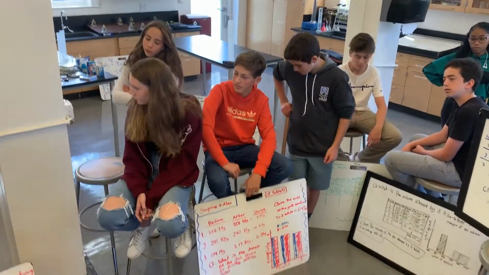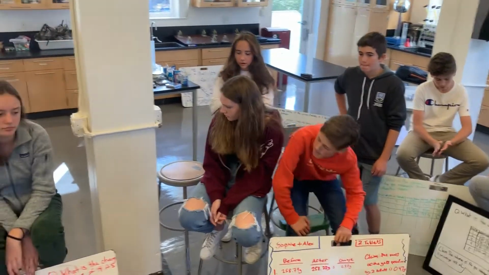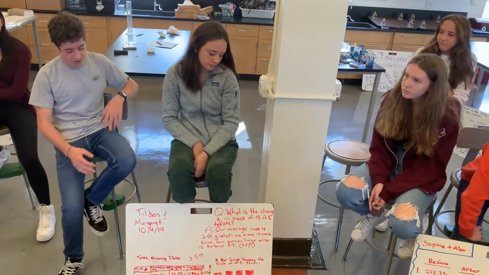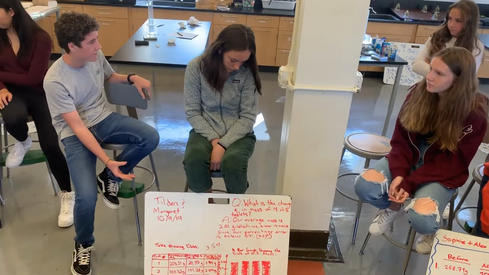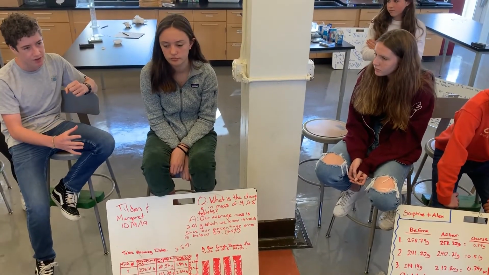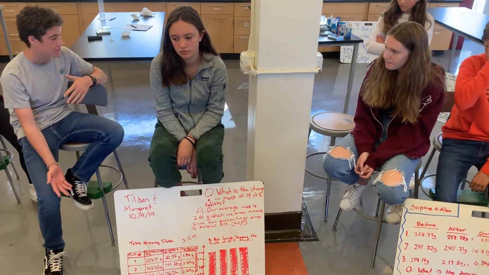Okay. What was your process to get a 3.5% error? So we took all our data points and found the average, and then the largest difference from the average to any one of the numbers, we took that, multiplied it by 100 to get the percent, which is 3 point something.